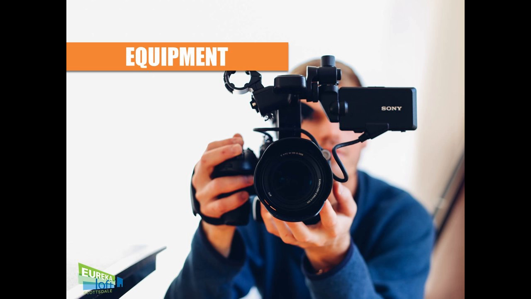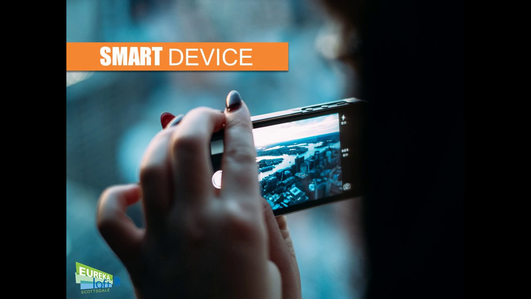A lot of us nowadays have smart devices that we can use. So do you have a phone that shoots in high definition, that you can actually record video and audio from? Some of the audio can sound pretty good. You can also sometimes put an external mic on there. So you may be able to use your smartphone to do some recording. Think about that when you're thinking about the equipment that you want to use.